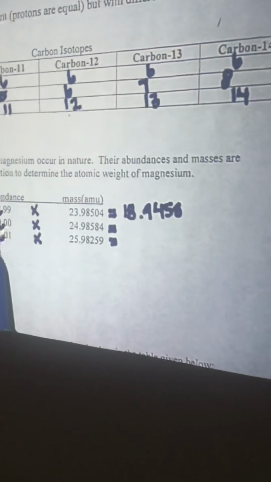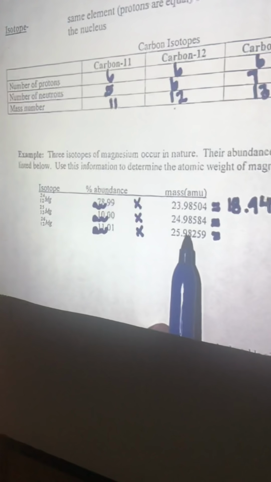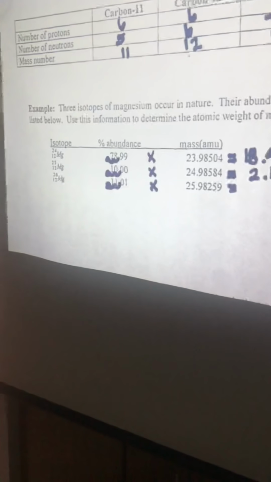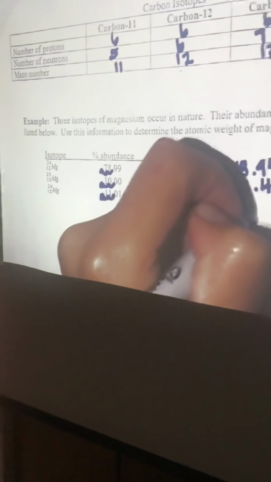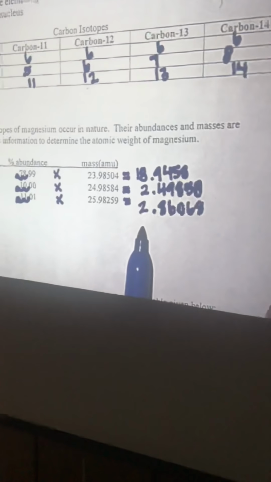18.9458. When you multiply 0.1000 times 24.98584, you get 2.4958, and when you multiply the last two numbers, we are going to get 2.86068. Okay, after I have finished my multiplication, I have one step left.